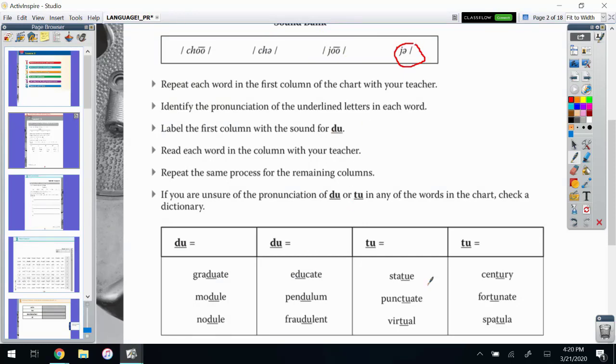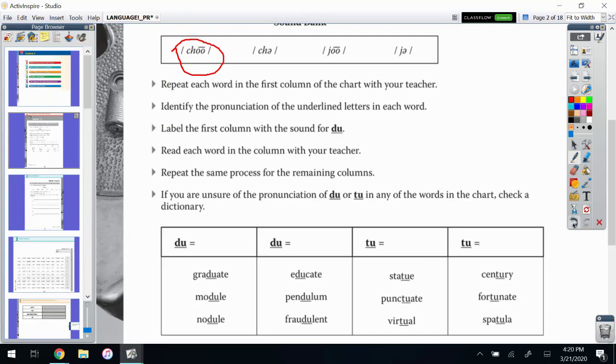Now let's look at the third column. Statue, punctuate, virtual. What sound do you hear the TU making? Is it a chew or cha? That's right. If you said chew, then you are correct. You need to write this right here.